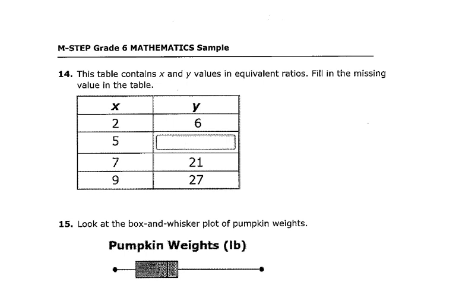Number 14. This table contains x and y values in equivalent ratios. Fill in the missing value in the table. First thing you have to do is find the rule, right? And how many times does the rule have to work? It has to work 3 times.